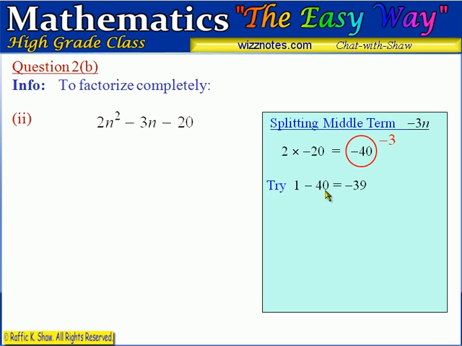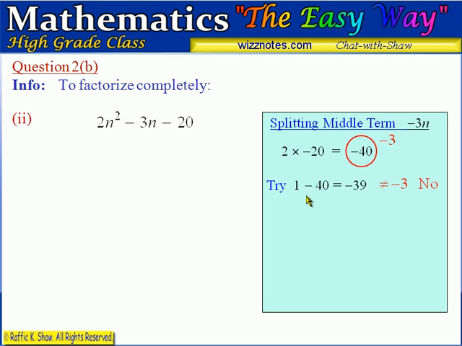1 and negative 40 are factors of negative 40 here, but when we add 1 and negative 40, the result is negative 39. And so that's not the result we are looking for. It is not negative 3, and so no, those are not the factors we are looking for. And so we move down.